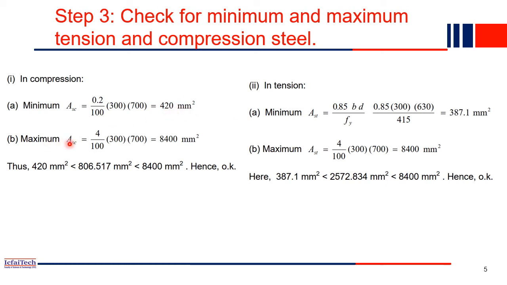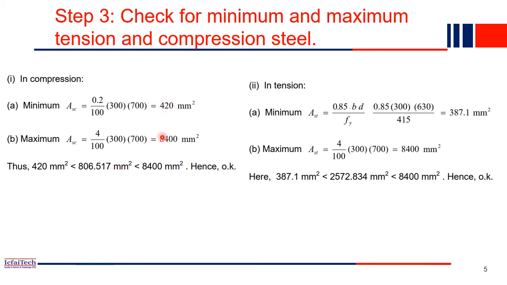And what is the maximum reinforcement we can provide? That is 4% of the total cross-sectional area, as per our IS code. The IS code says that in no case should we provide compression reinforcement more than 4% of the cross-sectional area of the beam. The cross-sectional area is B into D, 300 into 700, and 4 by 100 of that is 8400. So whatever compression reinforcement we provided in the last slide should be in this range: more than 420 and less than 8400. How much did we provide? We provided 806. The ASC value is 806.51 mm square, which is in this range, right?